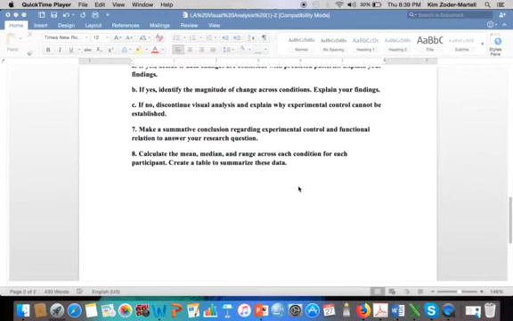The other thing that you're going to do is you're going to calculate the mean, median, and range across each condition for each participant, and you can create a table to summarize these data. So for participant 1, you're going to calculate the mean for baseline 1, for the intervention, for the withdrawal, and then for the intervention. So each phase will have a separate mean, each phase will have a separate median, and then each phase will have a separate range. And then you're going to just summarize these in a data table.